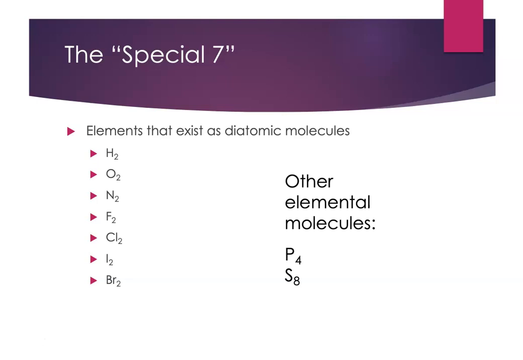Just as an aside, I'm going to mention that phosphorus exists as 4-atom molecules, P4, and sulfur is often found as 8-atom molecules, S8. So that's worth knowing as well. But the diatomics, you really need to know that when you get into your reaction writing. That's going to be very, very helpful for you to know.